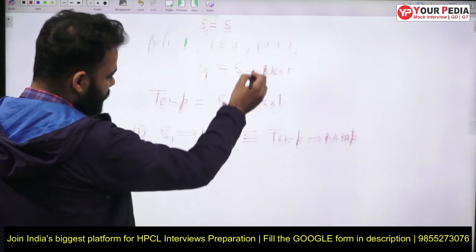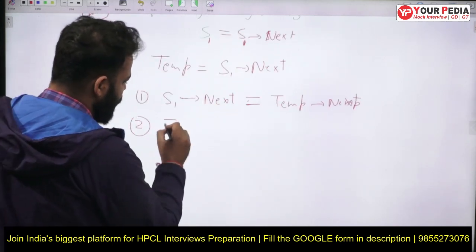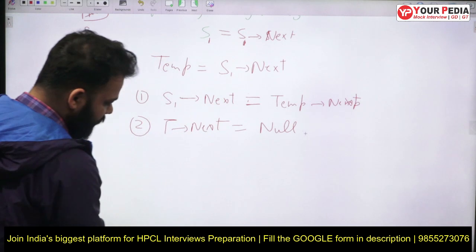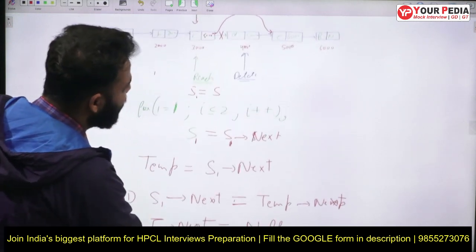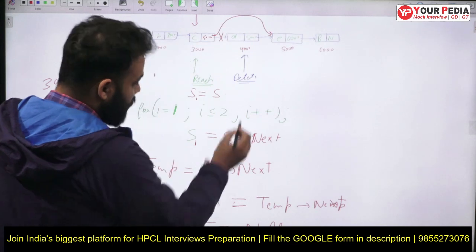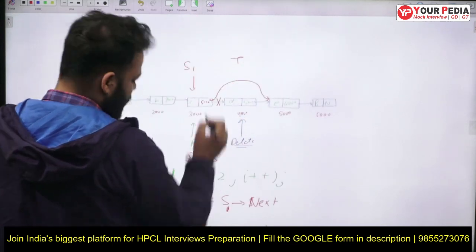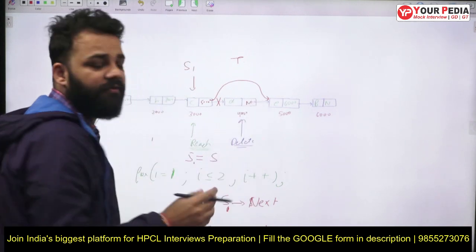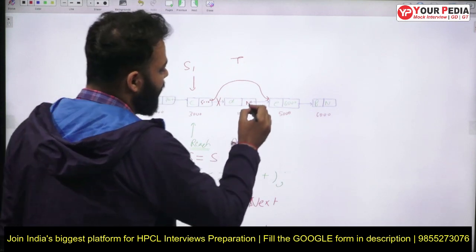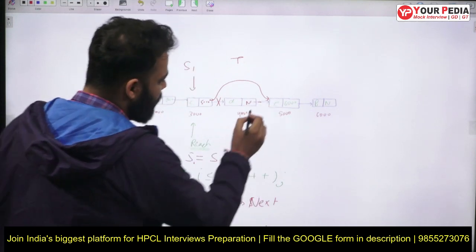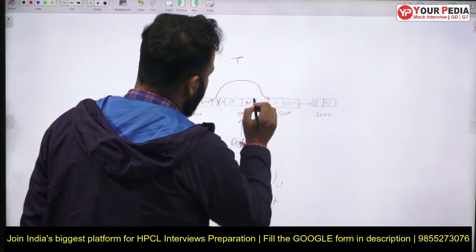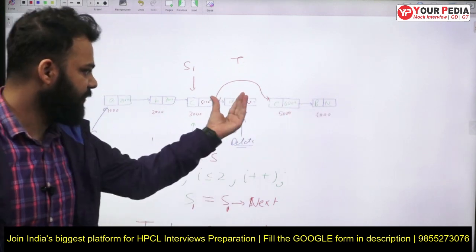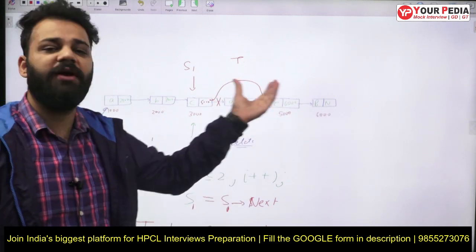The second thing we will do is put null in the T of next. What do we mean by that? Now this is T. In the next of T, we will put null. So this means it will not contain any address. If it is not containing any address, this link will also be broken. So if this link is broken, now the linked list is A, B, C, E and F, and this node is not connected in any way to this linked list.